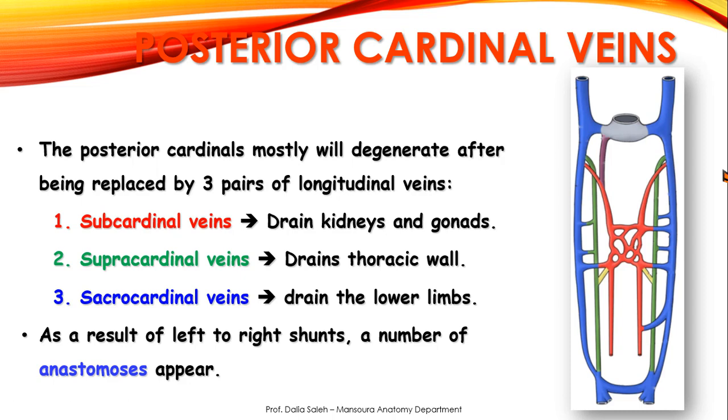The first sets are the subcardinal veins, the ones in red here. They are mainly veins that will drain the structures that will develop from the intermediate mesoderm, mainly the mesonephric kidney and the gonads.